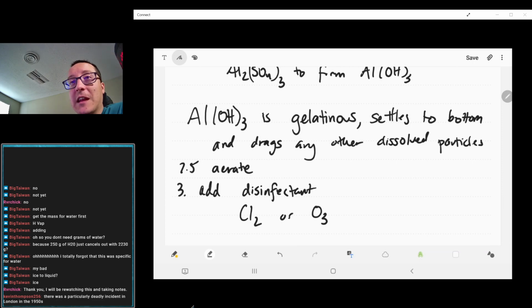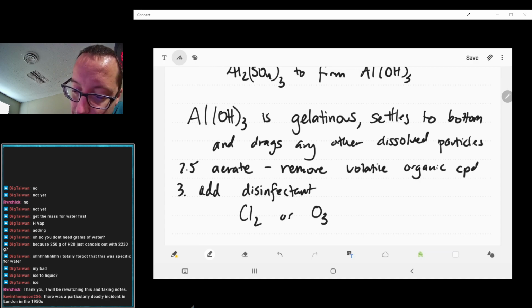If we aerate it, we put it through a fountain. If we aerate this, we'll remove volatile organic compounds. So if you have any volatile organic compounds in your water, you can aerate it to get rid of them. And then our last step is to add a disinfectant to kill any bacteria or parasites that may be present in the water. But we're going to see that there are problems associated with these disinfectants. And I guess we'll talk about those tomorrow.